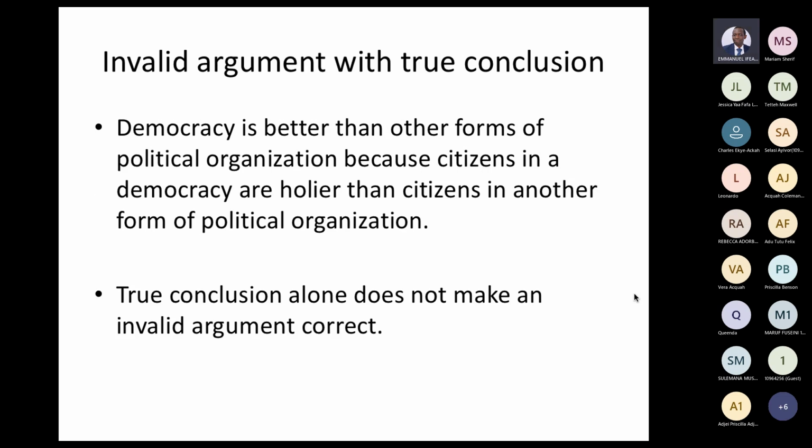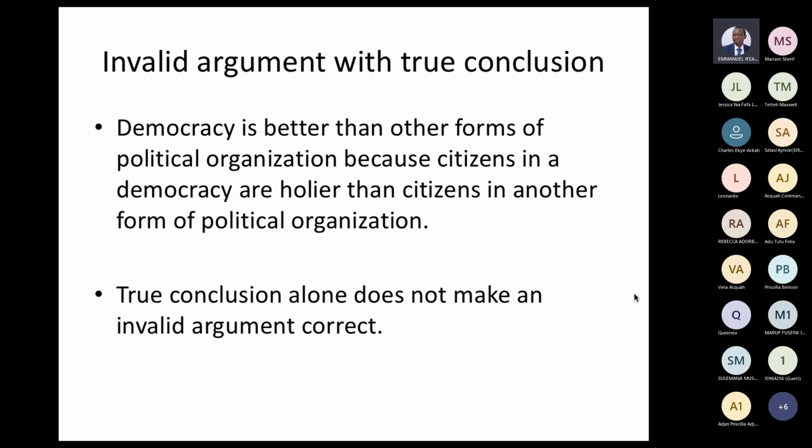Now we can have an invalid argument with a true conclusion. An argument is invalid, but it has a true conclusion. In that case, you would say that the conclusion is true by accident. True by accident, just like we've seen before. Now, democracy is better than other forms of political organization because citizens in a democracy are holier than citizens in another form of political organization.